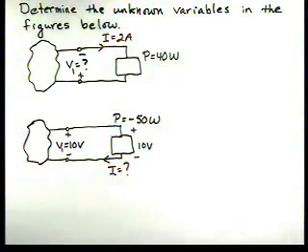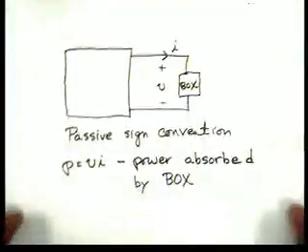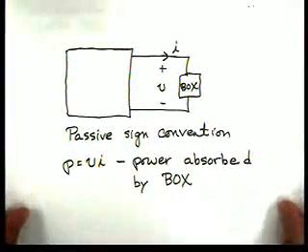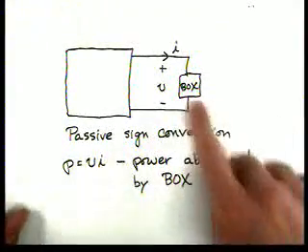Okay, in this problem, we're asked to determine the unknown variables in the figures below. You see we have a couple of circuit elements there, a voltage V1 and a current, and we're given the power absorbed. And we go back, we'll basically be using the passive sign convention. And if we look at the passive sign convention, we can see that we have a box.